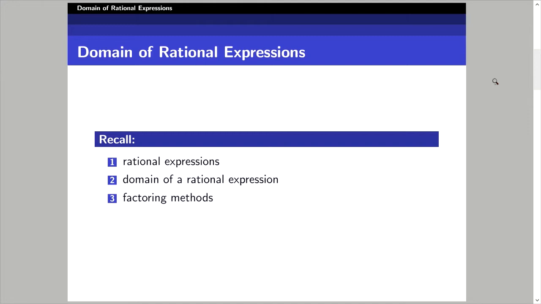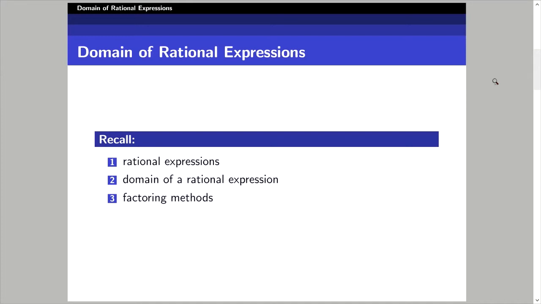What about domain of a rational expression? What do you mean by domain? Domain of a rational expression is the set of all real numbers except for those numbers that will make the denominator equal to 0. Okay?